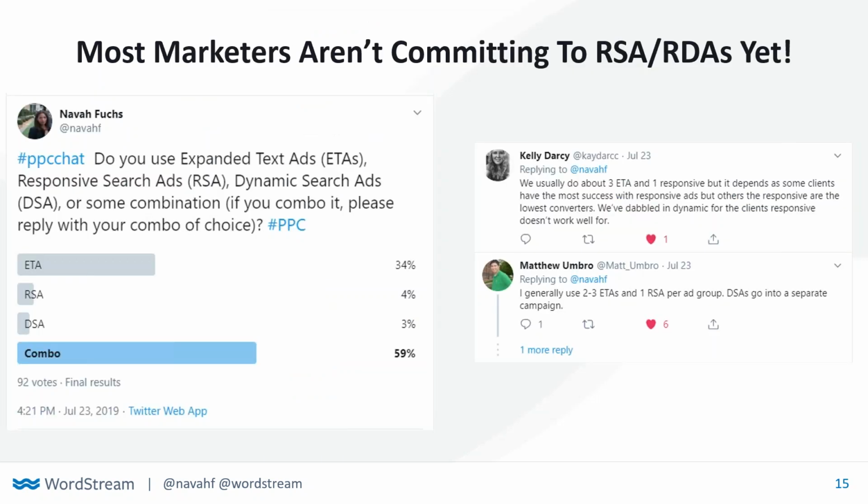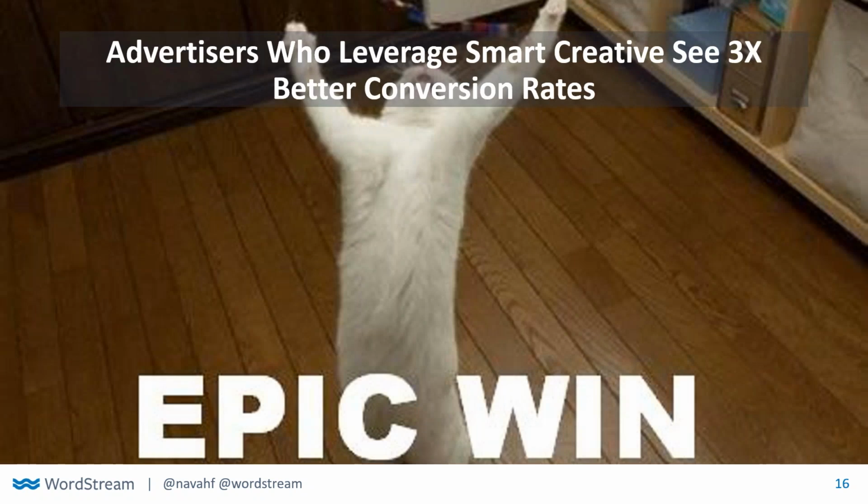When I asked my industry colleagues what people's take is on responsive search ads and responsive display ads, most aren't committing to them yet. Yet the data that we found, based off of Google data, is that folks that use smart creative see three times better conversion rates than those that don't. That makes a ton of sense because you have a tool to help jumpstart your ad group to get those valuable conversions in, to get those valuable engagements in.